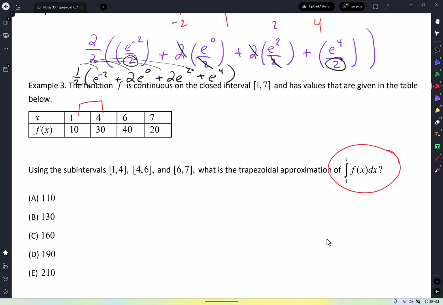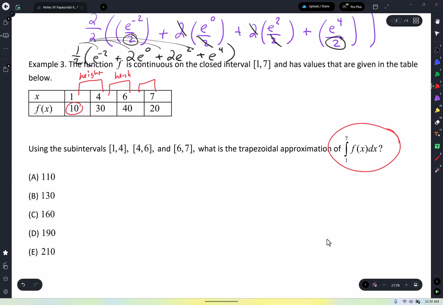This is the height of the first trapezoid. Here's my height of the second trapezoid. Remember, it's on the side. Here's the height of the third trapezoid. There's my 3 trapezoids. Do you guys see that? All right, so I'm going to write, and this is my quote-unquote base, the 10, the 30, the 40, the 20. Those are your bases.